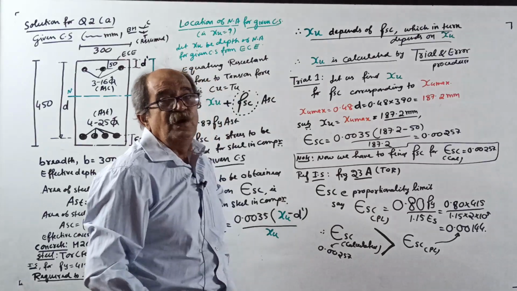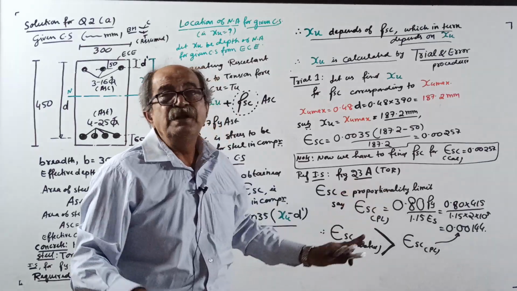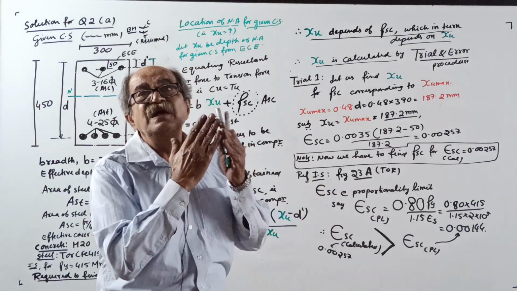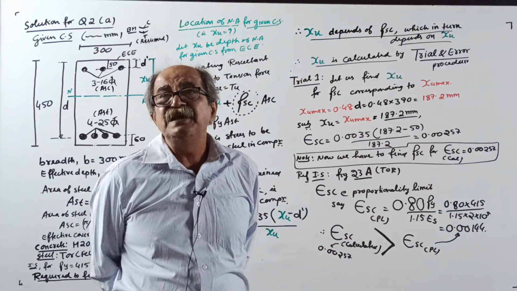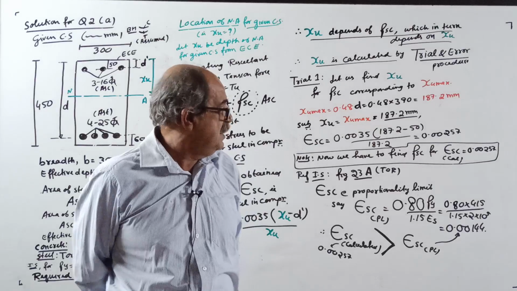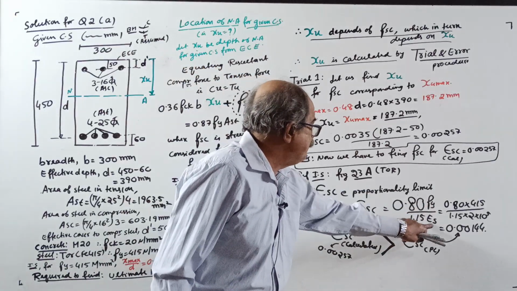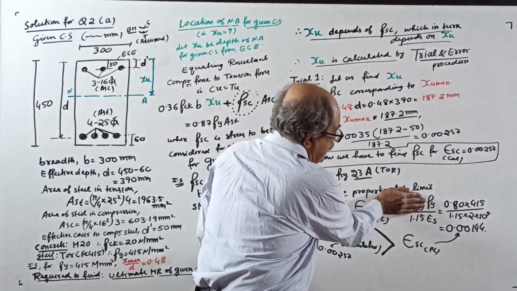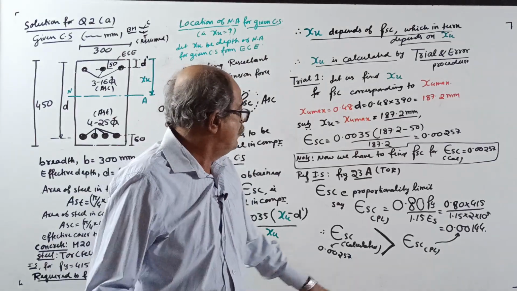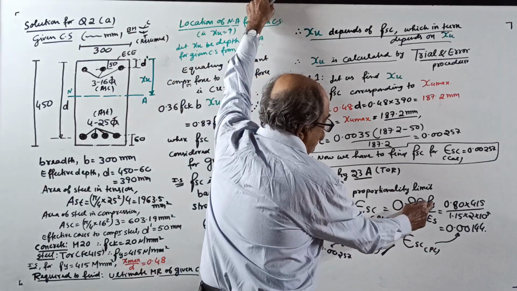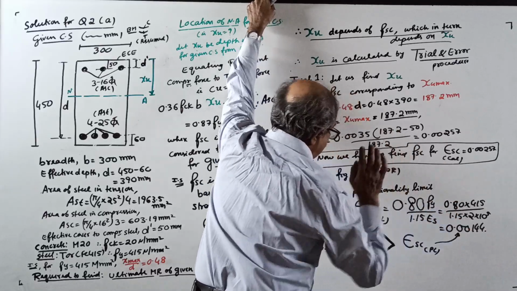Remember, make a note, now you are changing over to Tor steel. I will tell once again briefly. For Tor steel, you first find the epsilon sc at the proportionality limit, epsilon sc PL. It is 0.80 fy by 1.15 Es. If it is mild steel, 0.8 is not there. That is from where the curvature will start. Calculate it: 0.80 times fy 415 by 1.15 Es will come 0.00144.